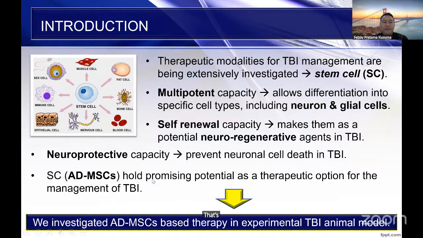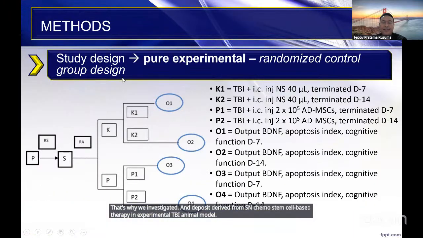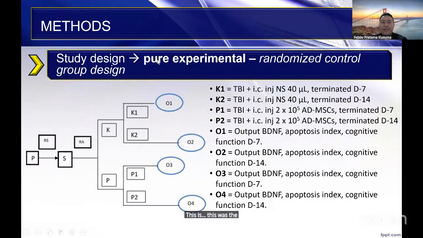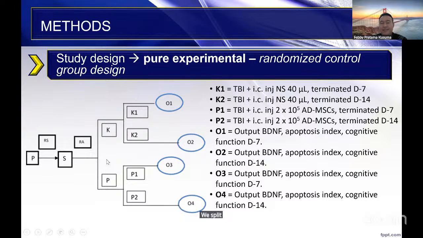That's why we investigated adipocyte-derived mesenchymal stem cell-based therapy in an experimental TBI animal model. These were the methods. We used a pure experimental randomized control group design. From the samples we achieved, we split the samples into control and therapy groups.